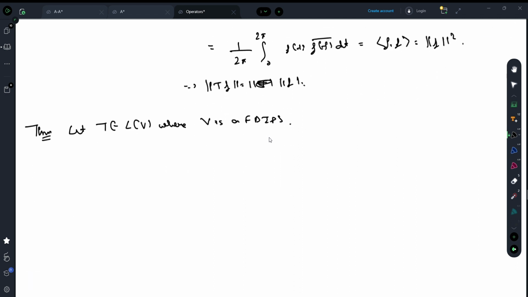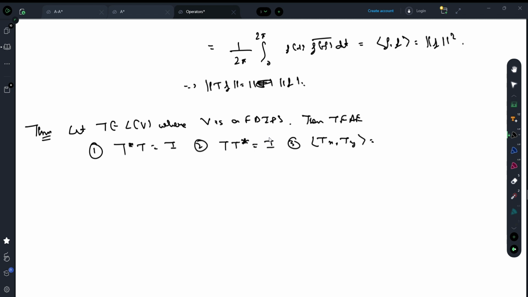So let T be a linear operator over a finite dimensional inner product space, then the following are equivalent. Number 1, T star T is I. Number 2, T star T is I. Number 3, the inner product of Tx with Ty is the same as the inner product of x with y. That is, it is also preserving the inner product as well.